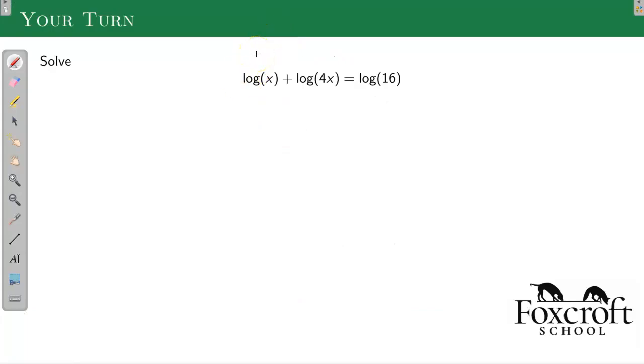All right, so here's one for you to try on your own. More similar to the first example, go ahead and try to solve this equation. I'll show you the answer in 3, 2, 1.